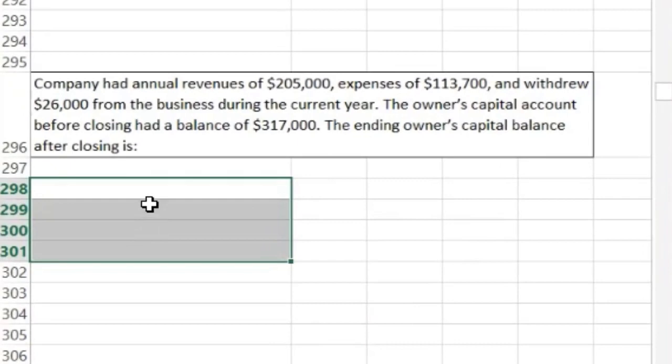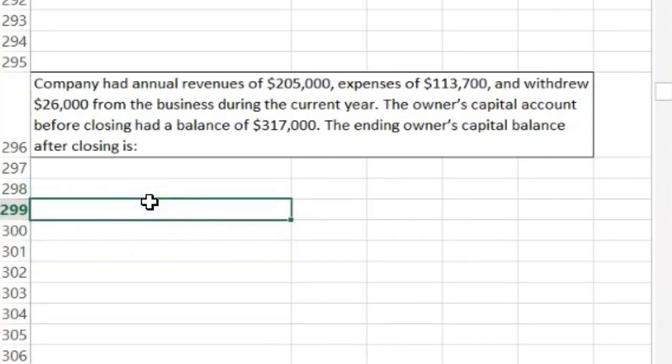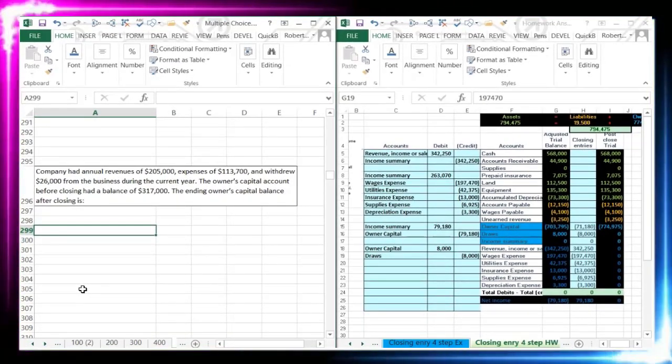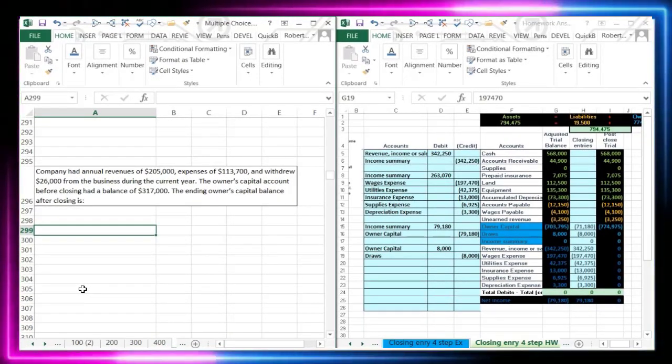Next one, company had annual revenues of 205, expenses of 113.7, and withdrawals of 26 from the business during the current year. The owner's capital account before closing had a balance of 317. The ending owner's capital account balance after closing is. So we could try to think about this one by thinking what the journal entries do and just putting in a list of numbers here.